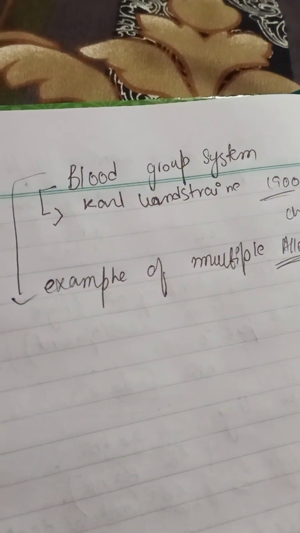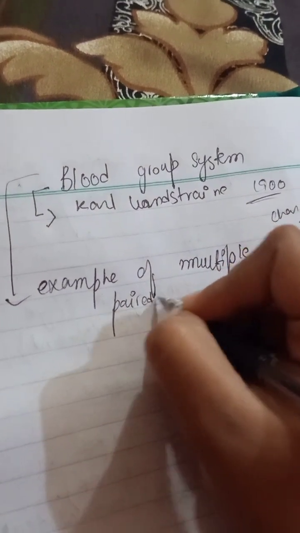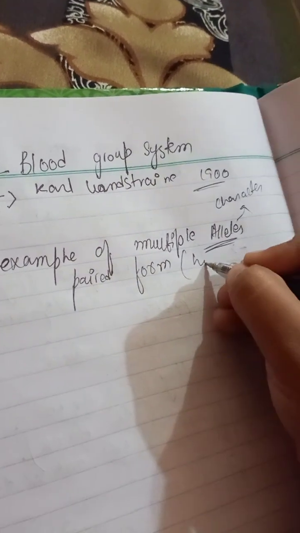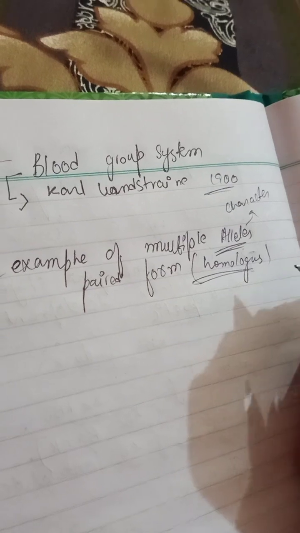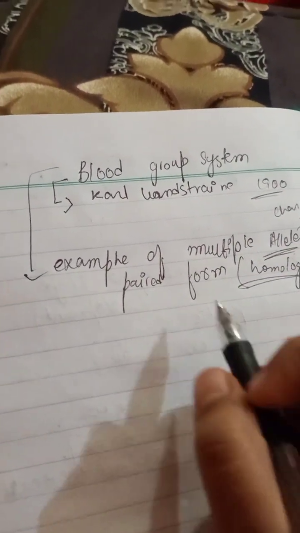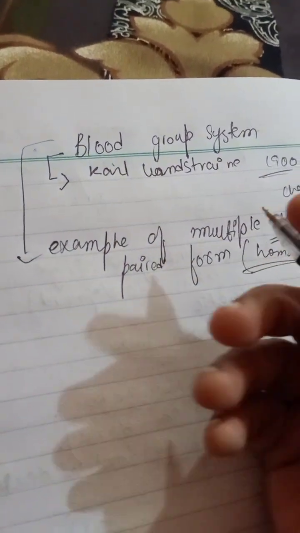I'll tell you how they are in paired form. They are in paired form, and they are homologous. Homologous means the same. The blood groups are controlled by genes, as you all know, and we have multiple alleles.